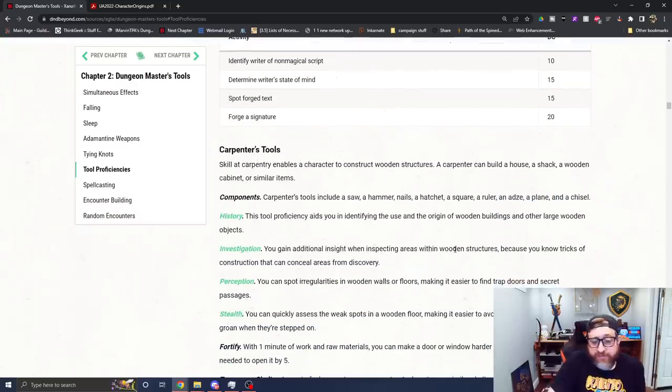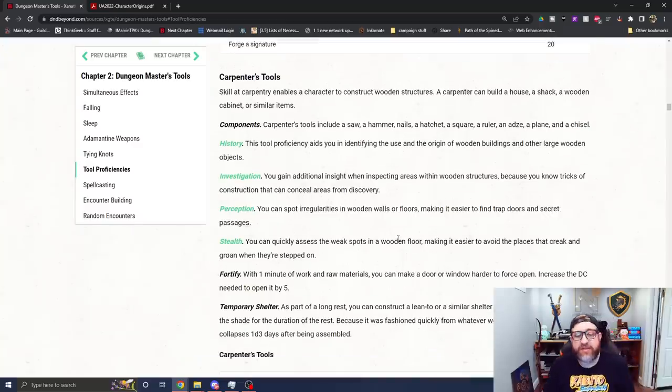Carpenter's tools. History. The tool proficiency aids you in identifying the use and origin of wooden buildings and other large wooden objects. Investigation. You gain additional insight when inspecting areas with wooden structures because you know tricks of construction that conceal areas from discovery. Perception. You can spot irregularities in wood walls or floors, making it easy to find trap doors and secret passages. This is huge, right? Like, that's so good, but I would never think about that. Stealth. You can quickly assess the weak spots in a wooden floor, making it easier to avoid the places that creak and groan when stepped on, right? You could boost your stealth ability as a rogue because you have carpenter's tools proficiency.